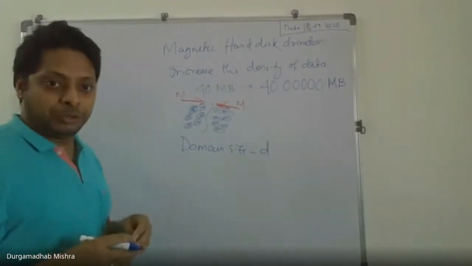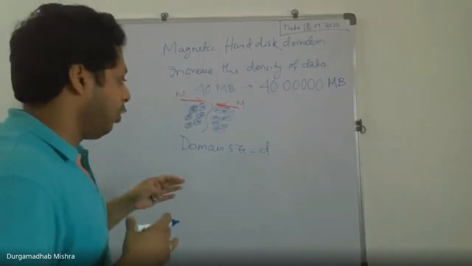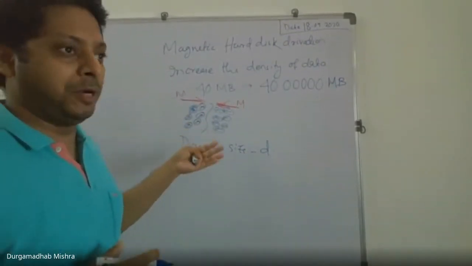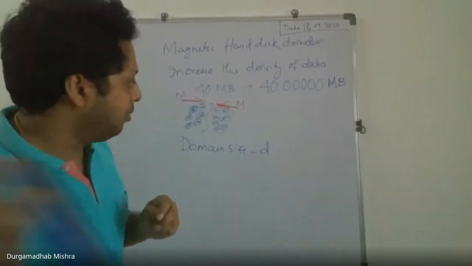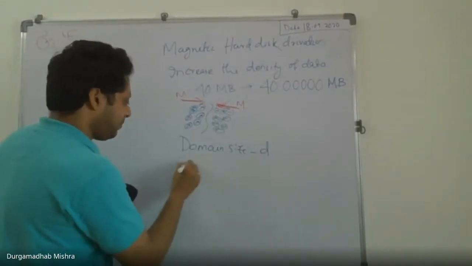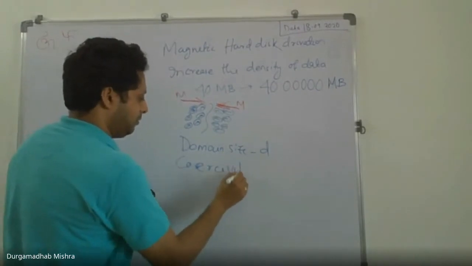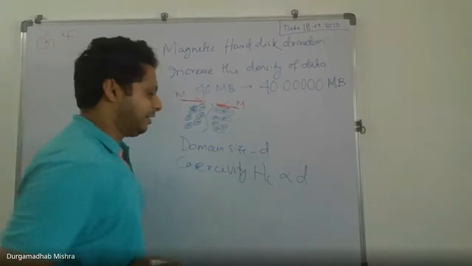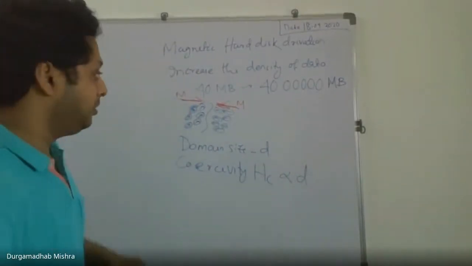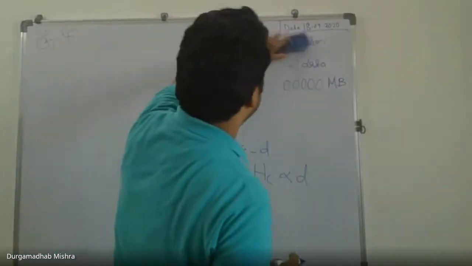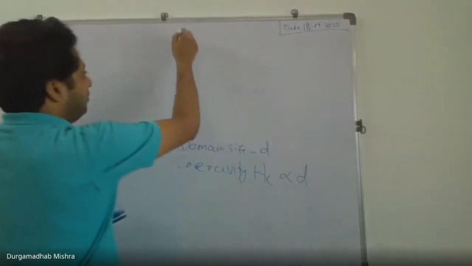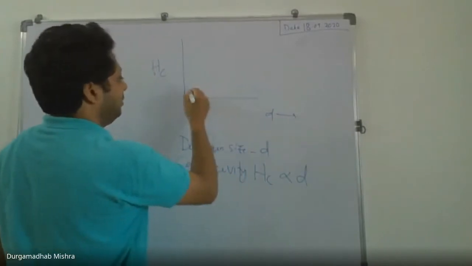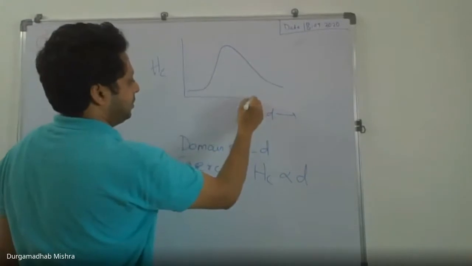So if we want to store more information in a small volume, the obvious choice is you have to reduce the size of the domain. Then let's see what happens. One fundamental thing that happens, which we will discuss now: what happens to the coercivity as a function of your domain size? There is an intrinsic relation of coercivity with the domain size, and if you plot that, I plot here on the y-axis the coercivity, and here I plot the domain size. It is something like this.